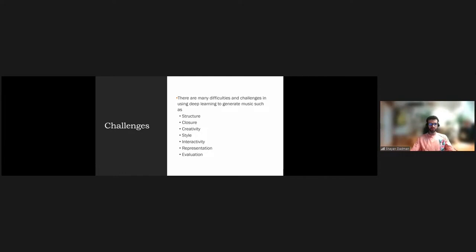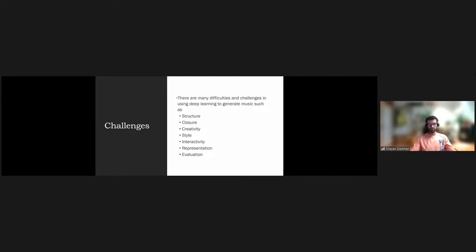The creativity refers to the point that these models are mostly able to imitate or replicate the training examples rather than understanding the musical concepts and providing new insight or new examples that are unique. The style: usually, if you want these models to understand a specific style of music, all of the training examples should be in the same style. So it is very hard. These models have a hard time understanding or adapting to a specific style of music by learning a diverse range of data at the same time.